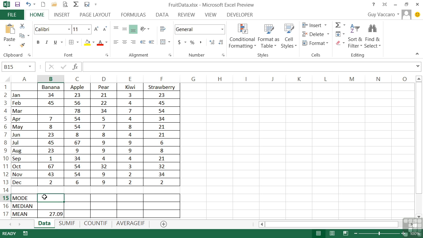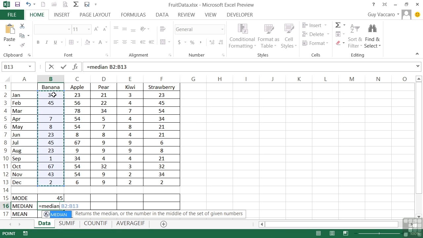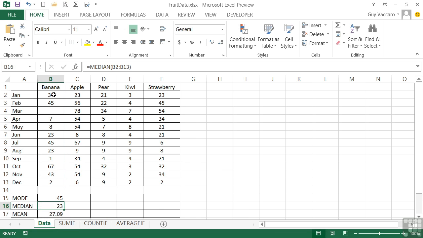Now the mode function is equals mode. Highlight your range, return, and we find that 45 is the most occurring value in the range. In fact, it occurs twice. And then median, the middle value is median, equals median, open brackets, highlight the range, return, and it gives us a median of 23. Now all 3 of those can actually be referred to as the average, but they are worked out and calculated in different ways. All 3 of those methods are achievable in Excel using the average function, the median function, and the mode.